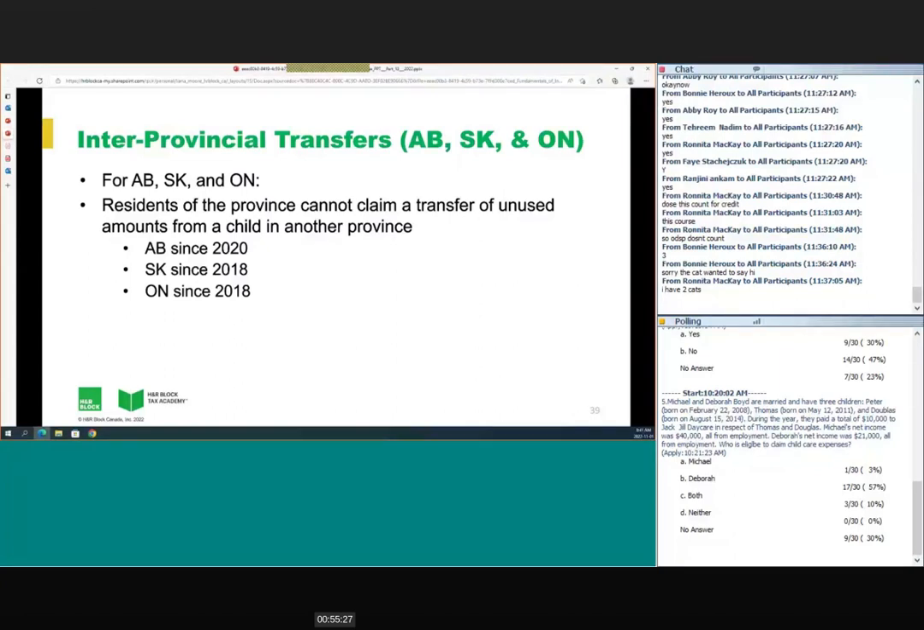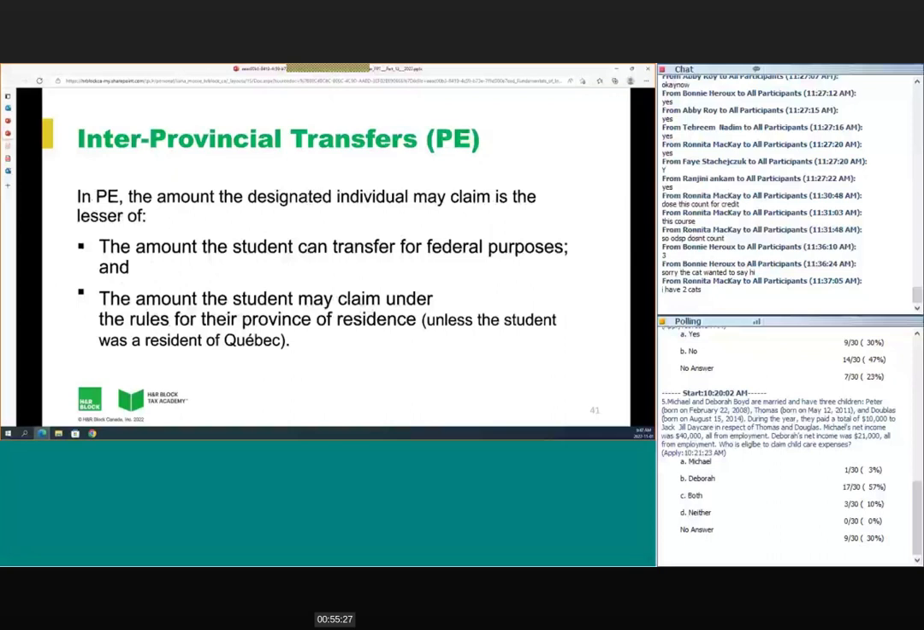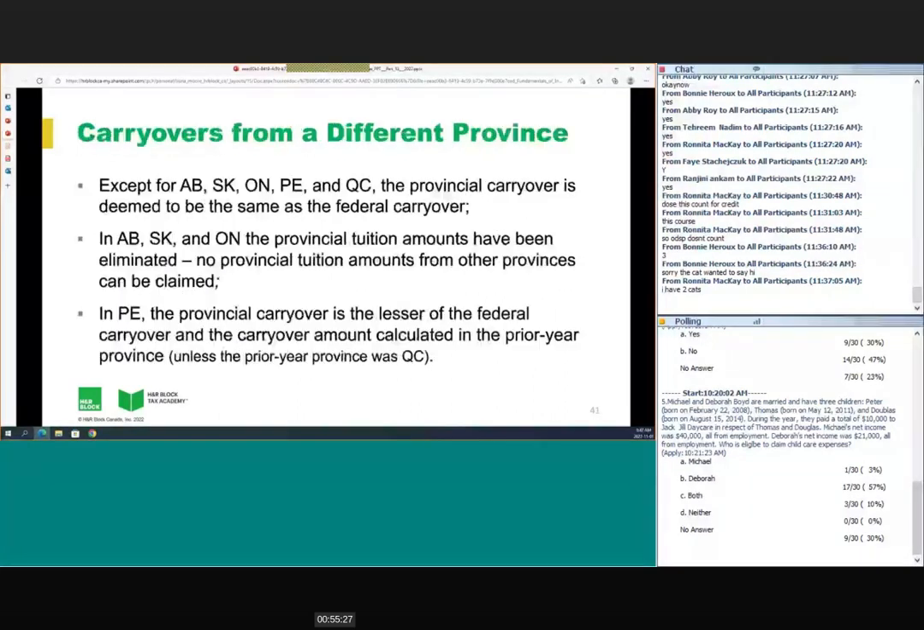So that means that if a student is in another province and they have tuition, it cannot be transferred. There's no interprovincial transfer. And then the next few slides are about Manitoba. This is what you can do in Manitoba, but we're not dealing with Manitoba. This course we're dealing with Ontario. Because I'm doing the course in Ontario, we don't need to discuss this.